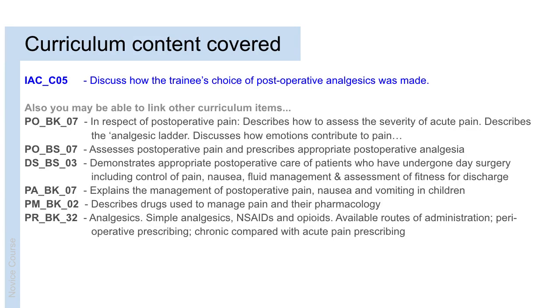So here we have shown the IAC code that will be covered in this lecture, and the key one being discuss how the trainee's choice of post-operative analgesics was made. And below we have listed a number of the curriculum items that could be linked to this. These are taken from Annex B and will ensure that you maximise each work-based placed assessment that you do.